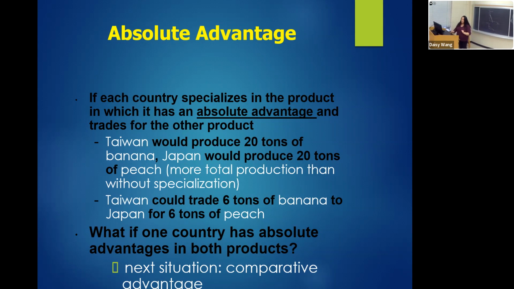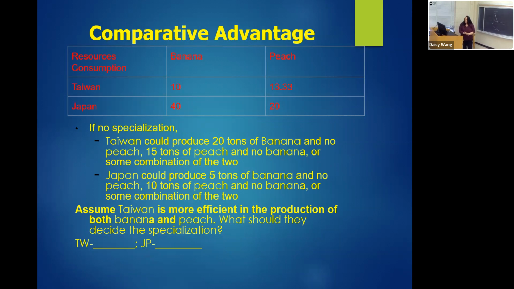But what if one country had absolute advantage in both products? Absolute advantage means they do better in both. So let's say for example, Taiwan, instead of needing 20 units of resources, just needs 13.33 for peach, and Japan needs 20. So in both products, banana and peach, Taiwan has absolute advantage. They do better in both, okay? So Taiwan can actually make 20 tons of banana, no peach, or 15 tons of peach, no banana. Japan, 5 tons of banana, no peach, or 10 tons of peach, no banana, okay?